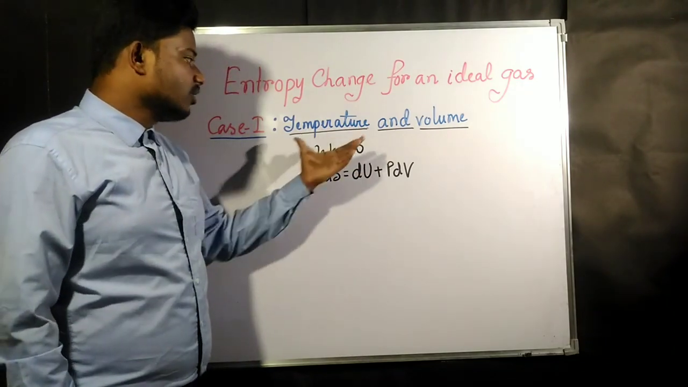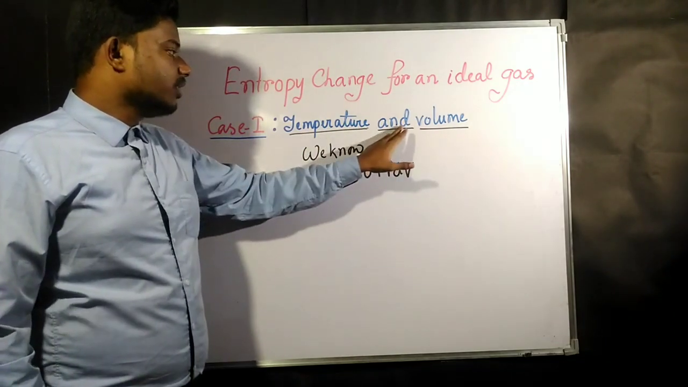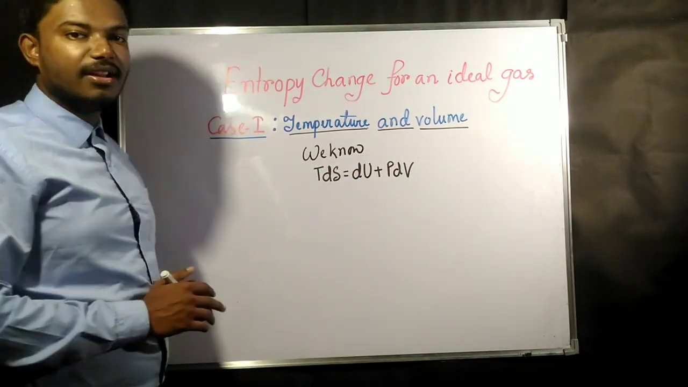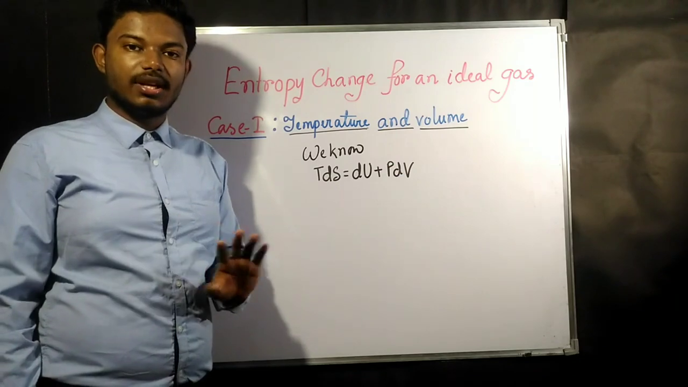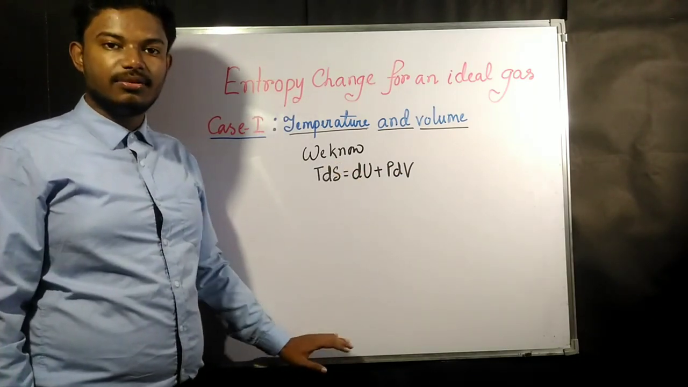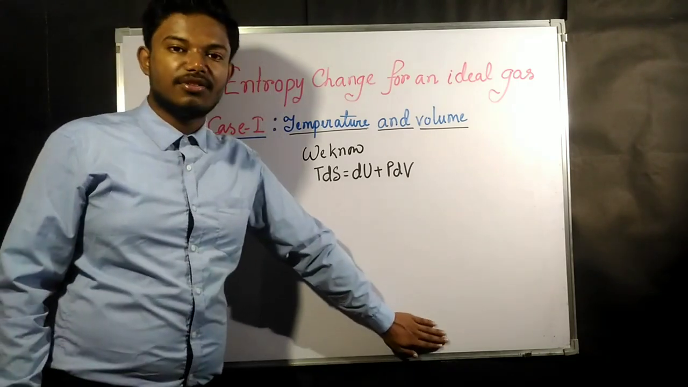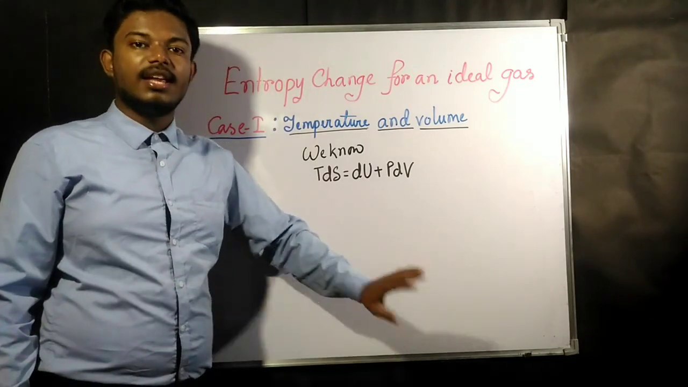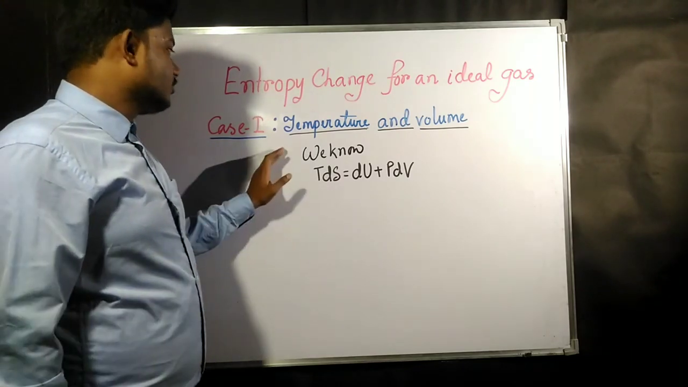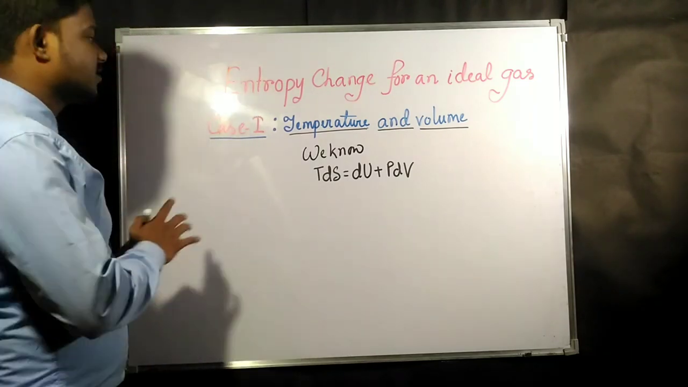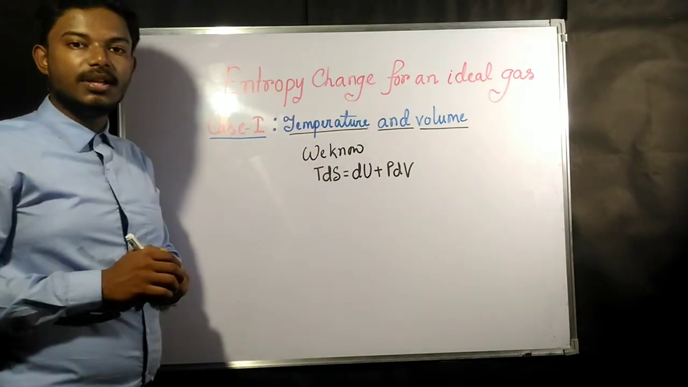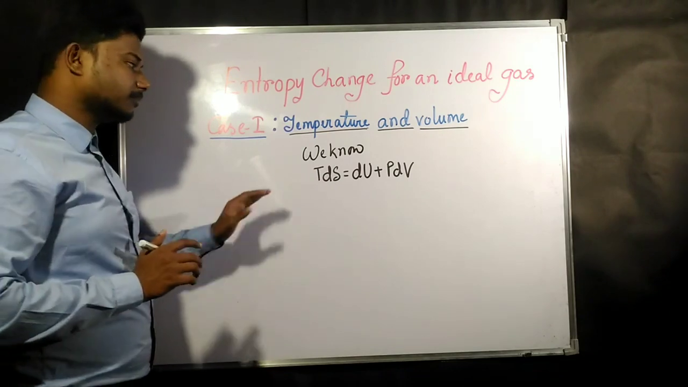Till then we need to remember the procedure to find out the entropy change, and after understanding how to find it, we need to remember the end expression for application in our numerical questions. So let us start the first case. The first case is temperature and volume. That means the entropy change is going to come in terms of temperature and volume.